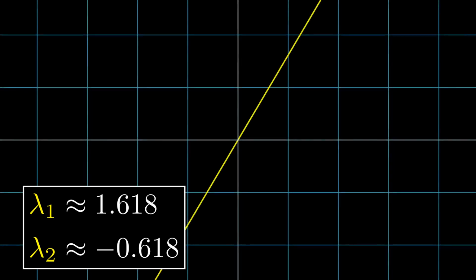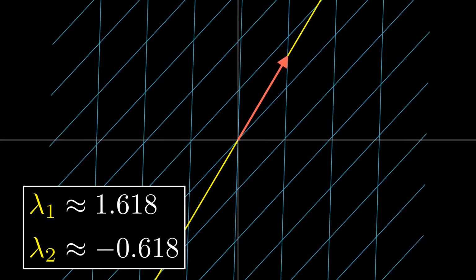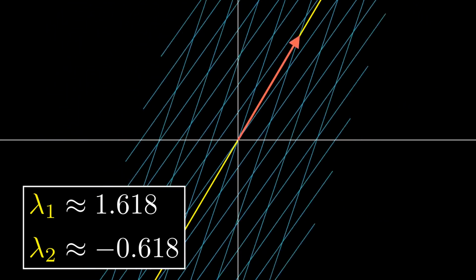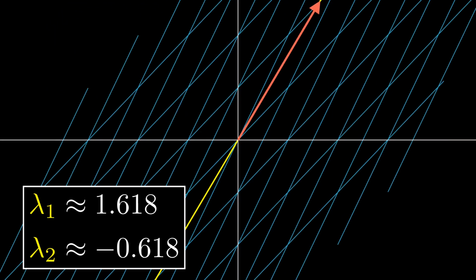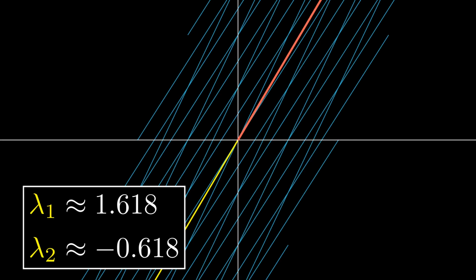Let's go back to the picture. Remember, each time we applied A, v grew larger and stayed pointing in the same direction. This means that the scale factor has to be positive and greater than 1. In other words, our scale factor has to be lambda 1. What about lambda 2 then?